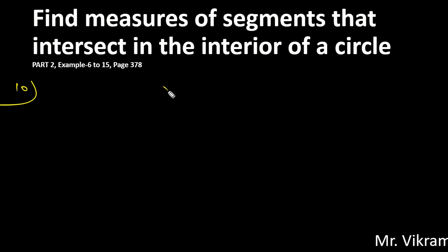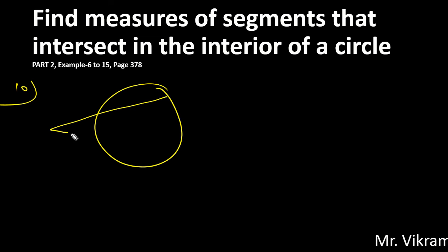Question number 10. Now here we have intersecting chords, but outside their meeting point is outside. So how do we solve this problem? So let me just write it for you. Okay, so that's our question. We need to find x, obviously. So let me explain how does that work.